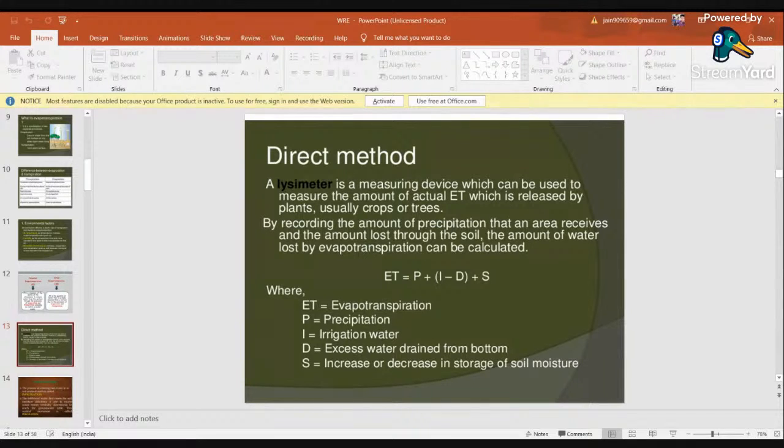So by recording the amount of precipitation that an area receives and the amount lost through the soil, the amount of water lost by evaporation can be calculated. Okay, so EP will be calculated as P plus I minus D plus S, where EP is evapotranspiration, P is the precipitation, I is irrigation water, D is the excess amount of water that will be drained out of the bottom, and S is the increase or decrease in the storage of soil.